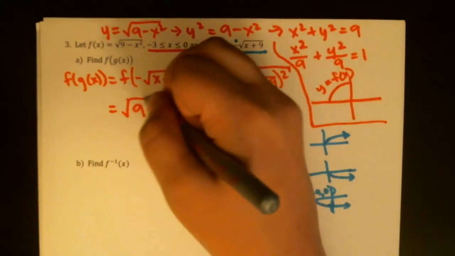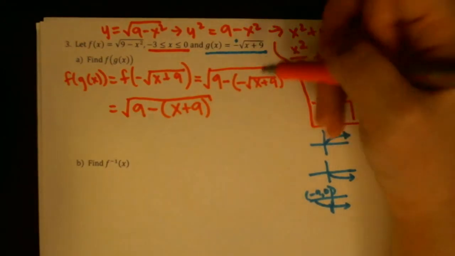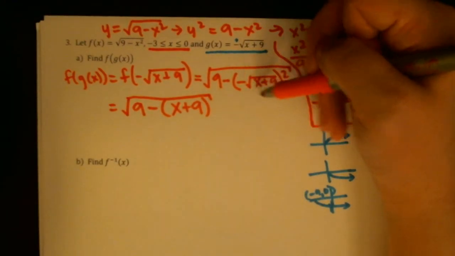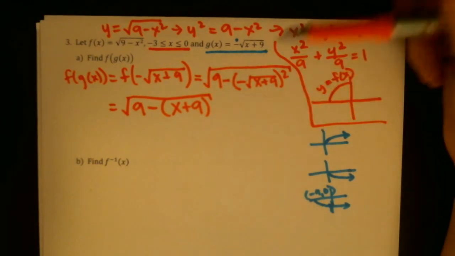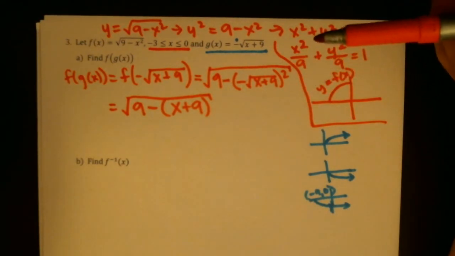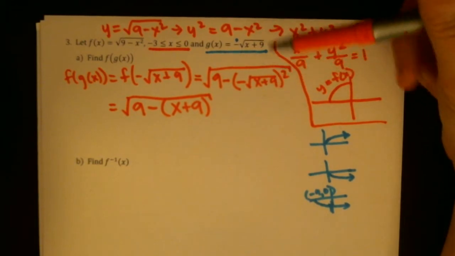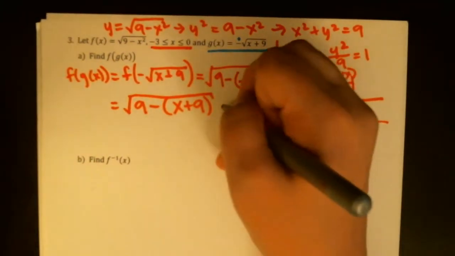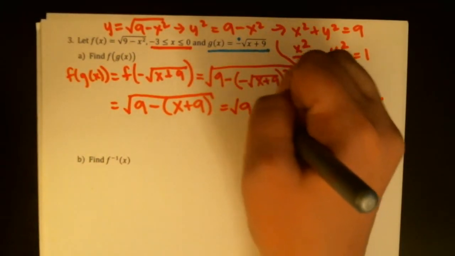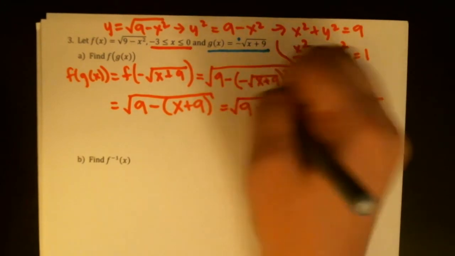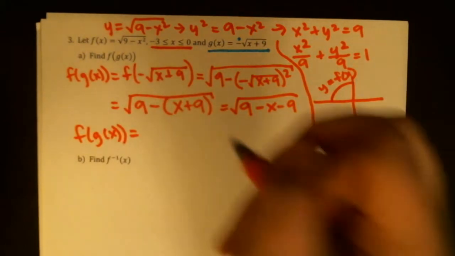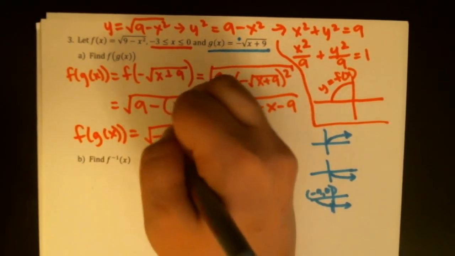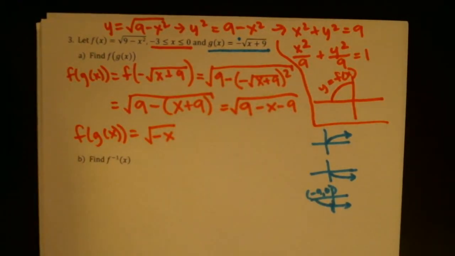It's really important that you keep those grouping symbols. The square root was a grouping symbol, so it grouped the x plus 9 just like parentheses would, which means when it goes away, you are no longer supposed to square root, but those two should still be grouped, so the negative applies to both. So I have a square root of 9 minus x minus 9, which means that f of g of x is equal to the square root of opposite of x.